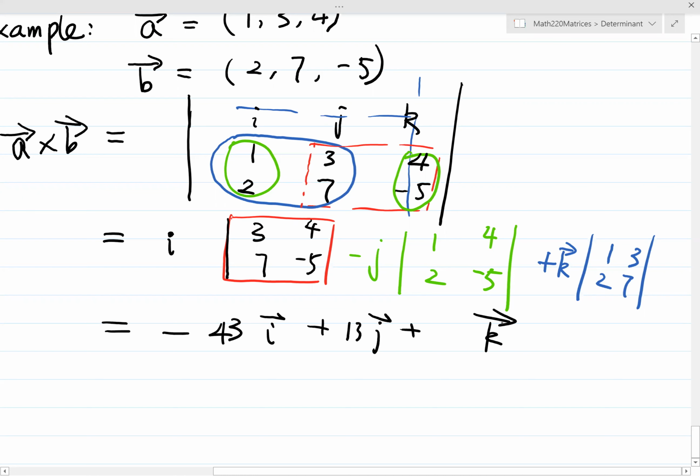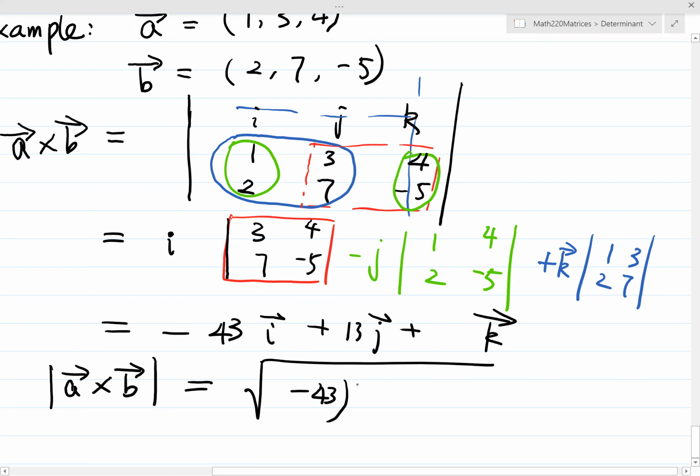So the area of the parallelogram determined by A and B is the norm of this. So this will be the square root of negative 33 squared plus 13 squared plus 1 squared. Then you compute this thing, and finally you get the square root of 1259. So this gives us the area of this parallelogram.